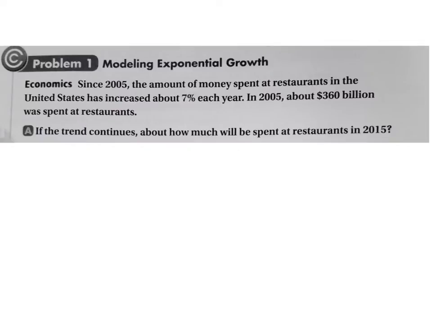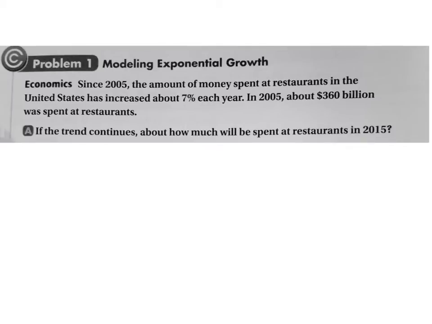Okay, so this one is money spent at restaurants, and it says that it has increased, so we're going to use the exponential growth equation. It says the amount of money spent at restaurants in the United States has increased about 7% each year. In 2005, about $360 billion was spent at restaurants. So, our question is, how much will be spent at restaurants in 2015?